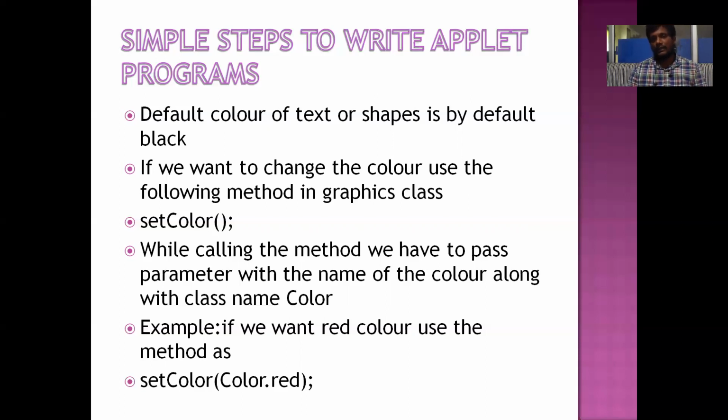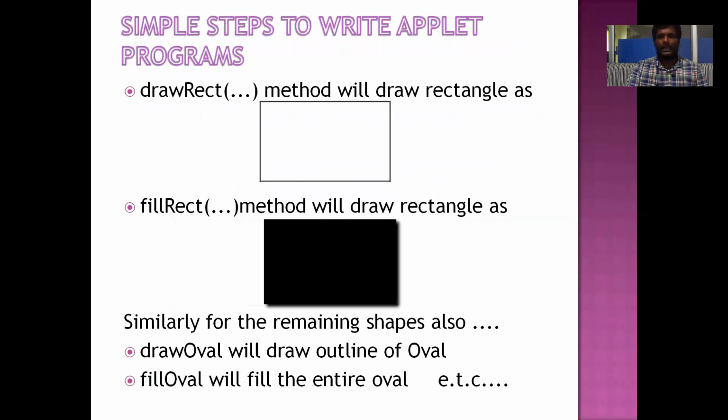So we have to pass the Color class name along with the name of the color as a parameter to the setColor method. You can see the last point in this slide, setColor(Color.red). This particular statement will set the color as red. If I want green color, I have to write the statement as setColor(Color.green). In this way, we can have any type of color. Coming to the next slide.